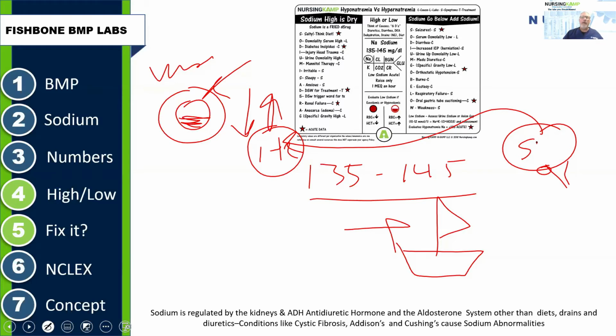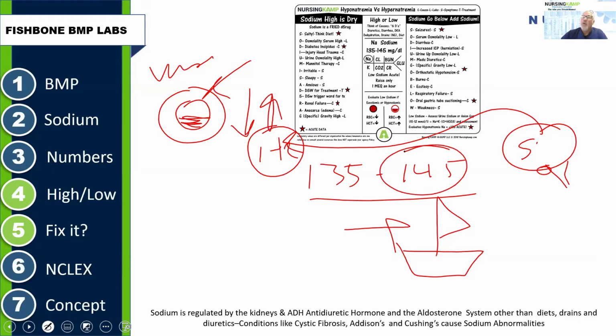So a heart rate of greater than 90 sitting in the bed doesn't really quite make sense, because a patient shouldn't be high on their heart rate. So that's the boat coming. So high is dry, and that's greater than 145.